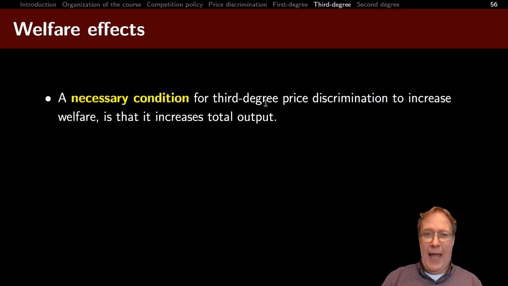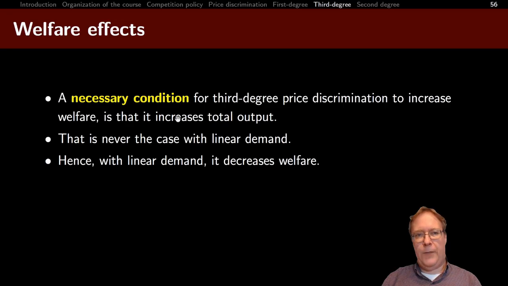for this type of price discrimination to increase welfare is that it increases total output. So welfare only goes up if total output goes up. That is never the case with linear demand. So with linear demand, it decreases welfare.